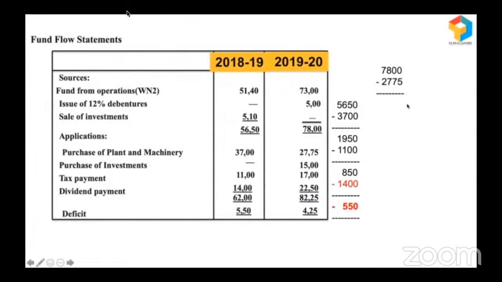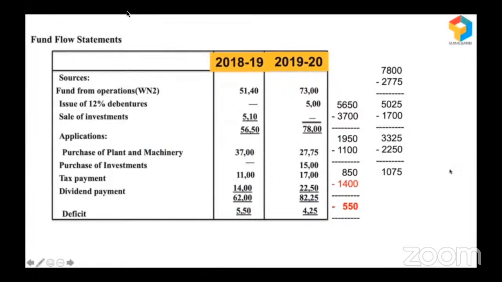It means after purchasing plant and machinery, they have a surplus of 5,025, and they want to pay taxes. Okay, good, let them pay. So from 5,025 taxes paid, what is left over now? 3,325. From that, they want to pay dividend. Okay, let them pay 2,250. It means the balance left over is 1,075.